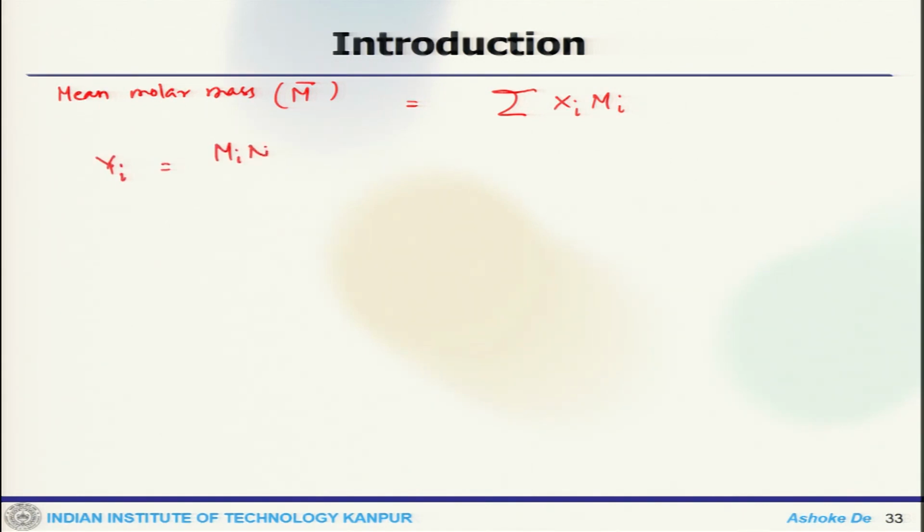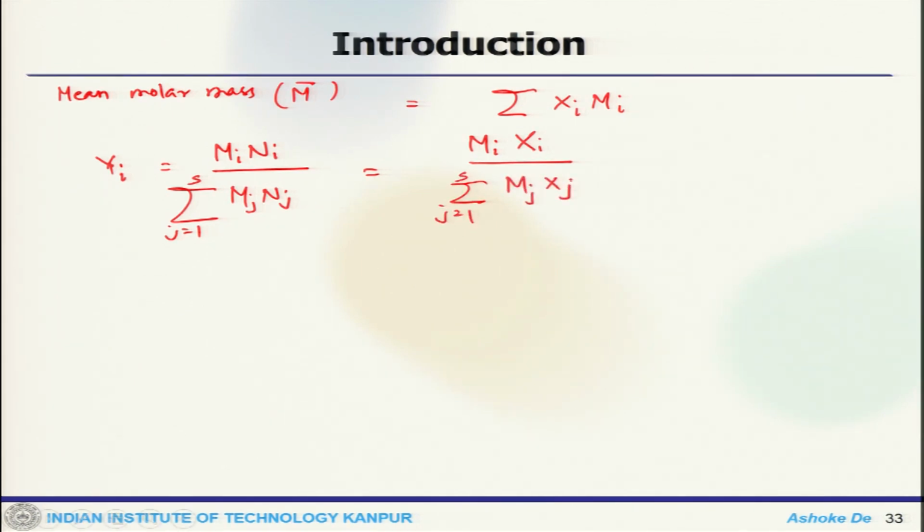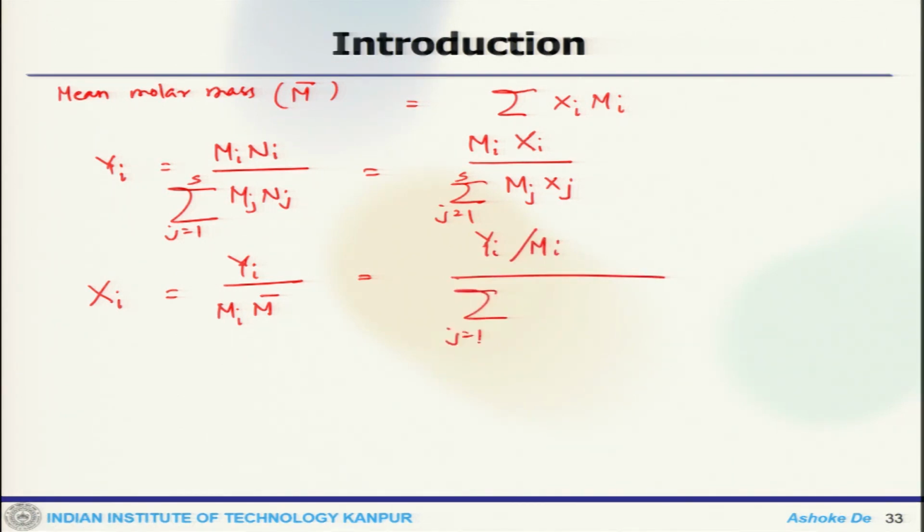So, one can write Mi to Ni divided by the sum over j equals 1 to s of mj nj, that is the mass fraction, which can be correlated with the mole fraction Mi by xi over the summation of j equals 1 to s of mj xj, or alternatively xi equals yi by mi into mean molar mass, which can be represented as 1 by the sum over j equals 1 to s of yj divided by mj. So, one can find out that thing in that fashion.